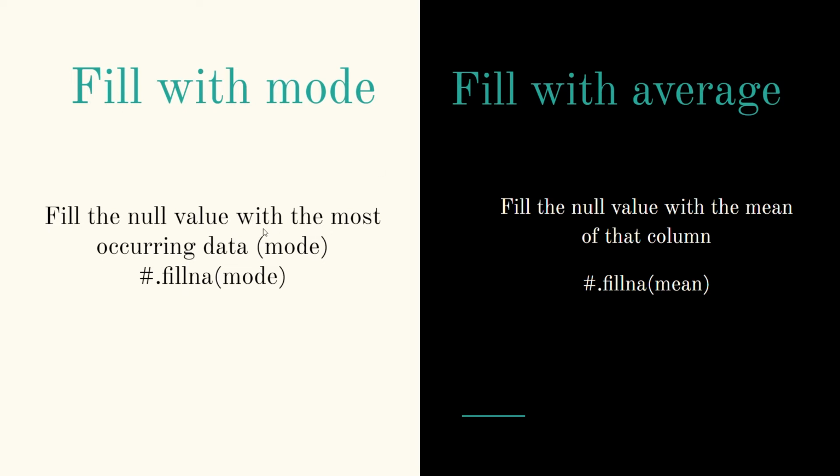So this is why we divide our data into two categories, category data and numbers data. We fill the category data with the most occurring value, or the mode, so we use dot fillna mode. And then for the numbers data, we fill the null values with the mean, the average.